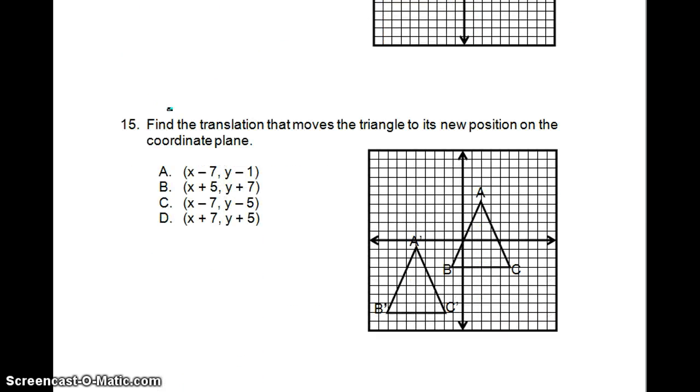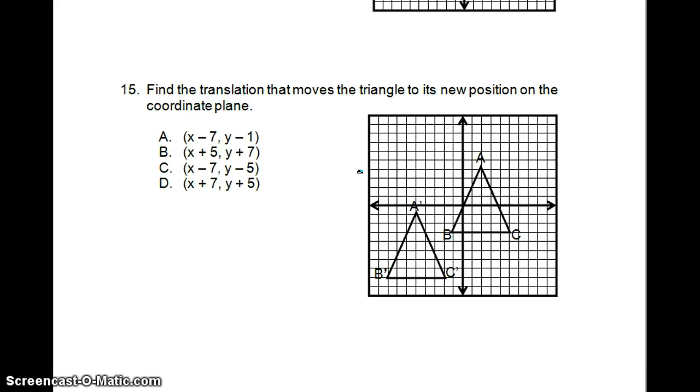Number 15. Find the translation that moves the triangle to its new position on the coordinate plane. Okay, well first of all, the one with the prime is the new one, and this is the old one, so we're going to have to move from this one to this one. So first we look at our x-coordinate. We're going from here, 1, 2, 3, 4, 5, 6, minus 7. And then minus 1, 2, 3, 4, 5. So x minus 7, y minus 5. Right there. If you want to see that on the picture, move it like this. x minus 7, and then y minus 5. That's number 15.